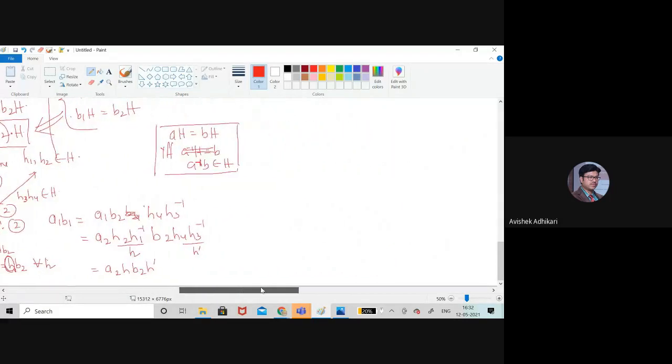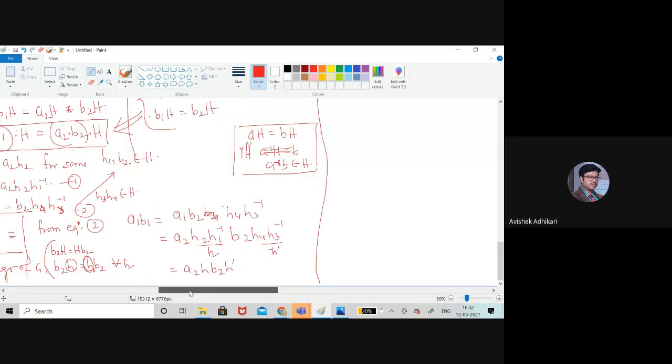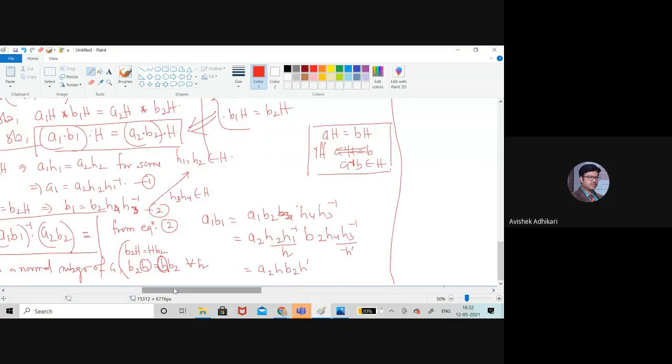Up to this is fine. Then what should I write? So what is your aim? First you decide what is your aim, what you want to show. Say A1 B1 equal to, then what you need to prove actually. You need to show this, right? What do you need to show?